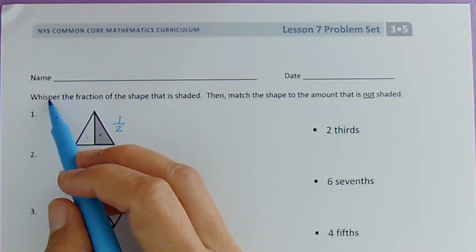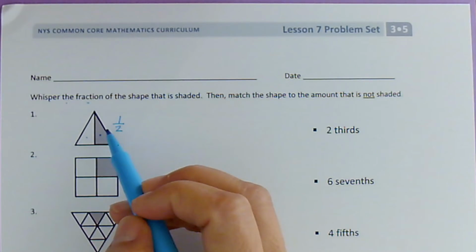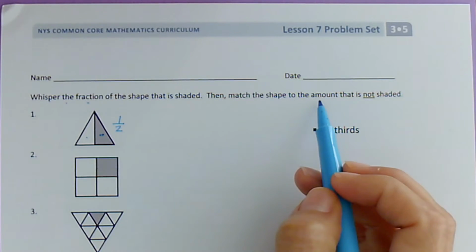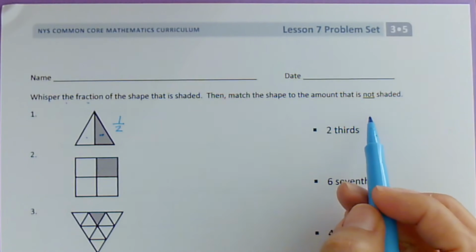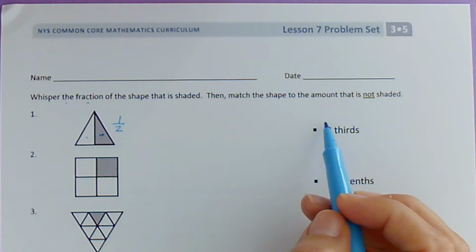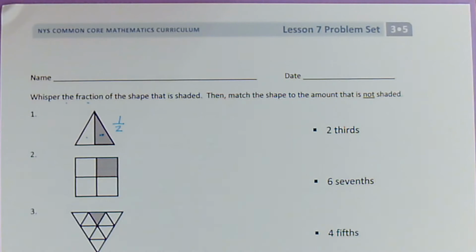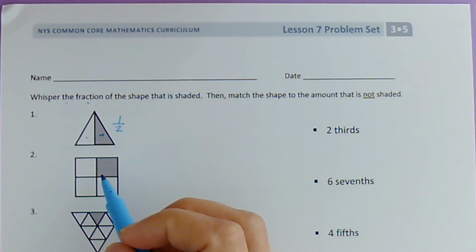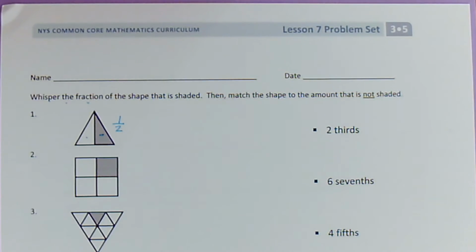Okay, this says whisper the fraction of the shape that is shaded, and then match the shape to the amount that is shown that is not shaded. So that's the words over here. So we'll get to those words in a minute, but for right now I want to take a look at our shapes and I want to write the fraction.